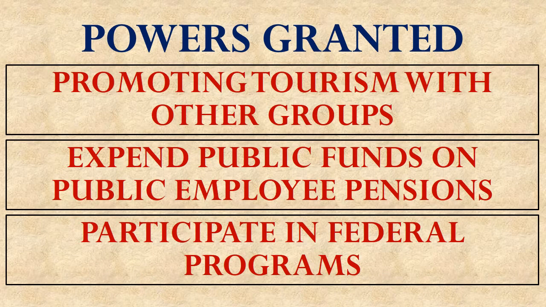So there are three examples of powers that are specifically granted by the state constitution, and there's a whole bunch more actually. Even though the state government was granted a general grant of power, the people who drafted the current state constitution felt the need to put in these additional specific grants of power, including this third one about participating in federal programs.